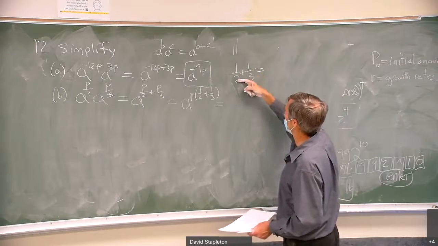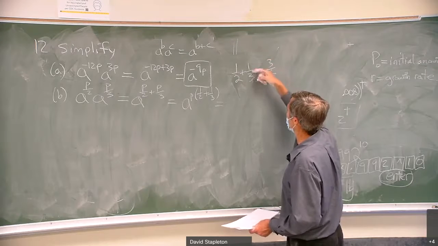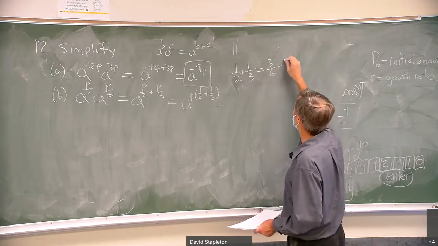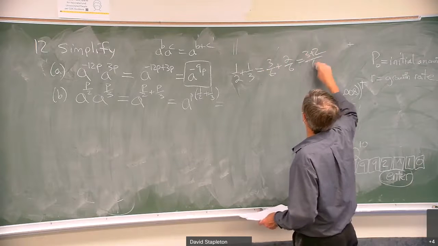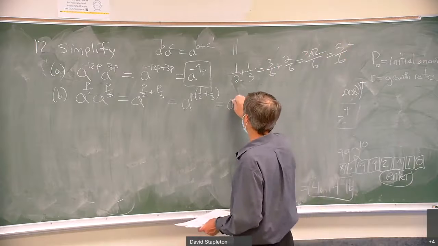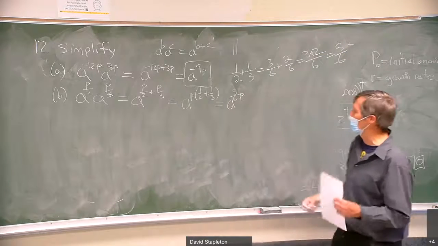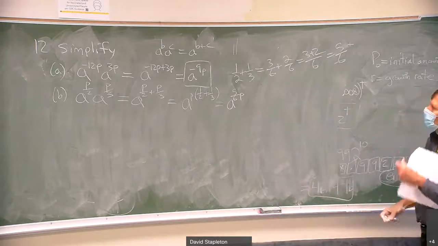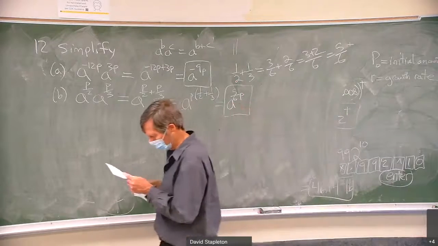So multiply this one top and bottom by 3, the denominator of 2, I get 3/6. This one top and bottom by 2, the denominator of this one, get 2/6. Add the numerators over the common denominator, and you get 5/6, right? That's how you add fractions. So this is a to the 5/6 p. We usually prefer to put the number before the variable. So there's how that one simplifies, a to the 5/6 p.